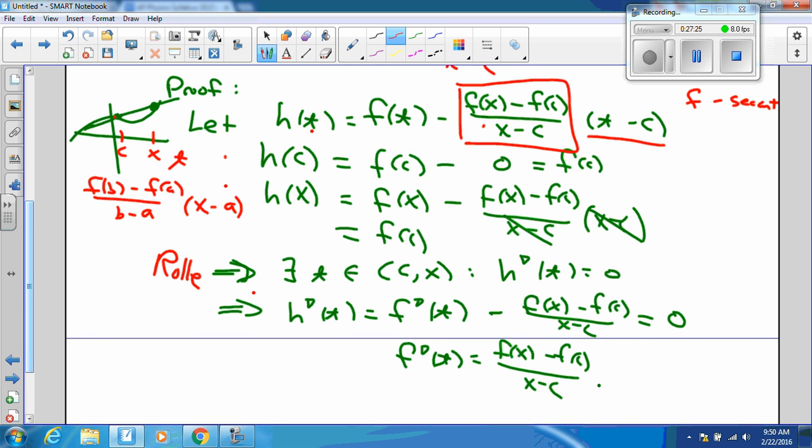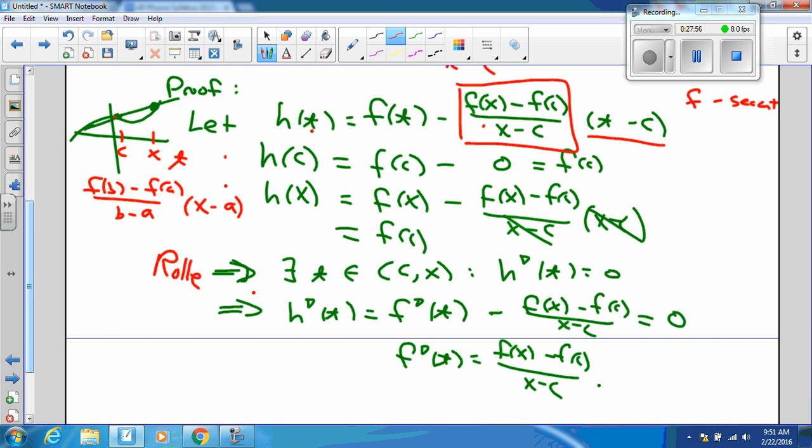Okay? So after you understand the h prime equals that function, take the derivative here. h prime equals f prime minus constant times 1. Oh, right, I'm taking a derivative with respect to t. Yep. Good. Any other questions?